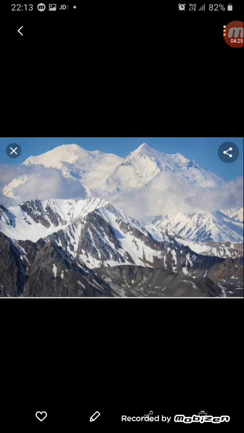So I hope you have understood what a fold mountain is and how it is formed. We will study the next type of mountain, that is block mountain, in our next class.